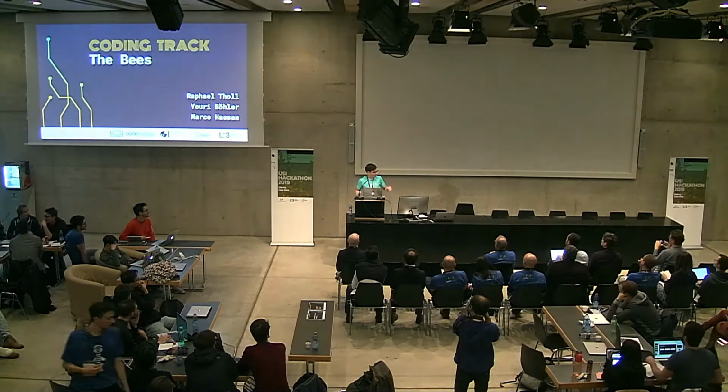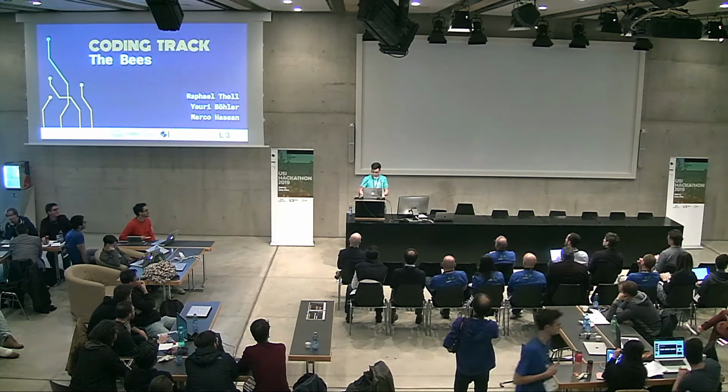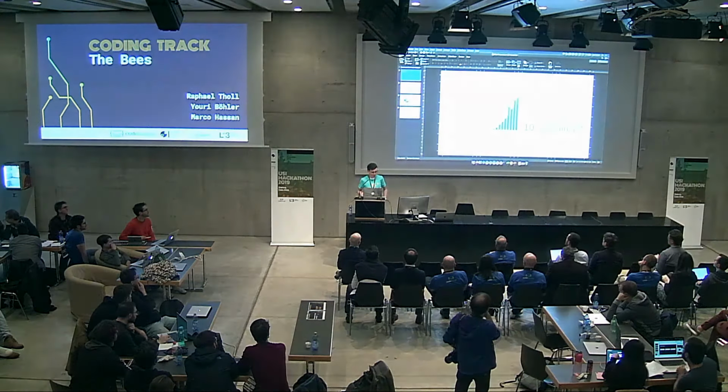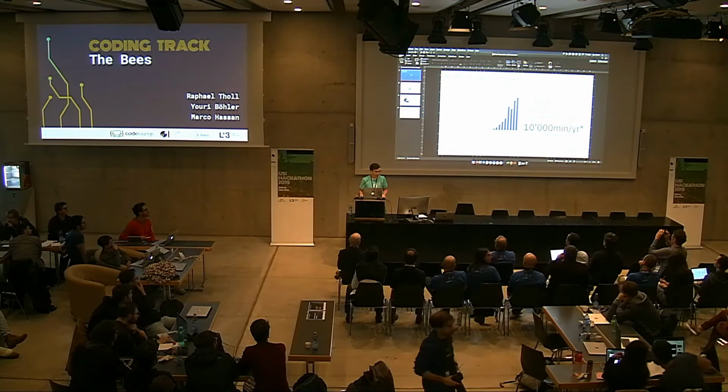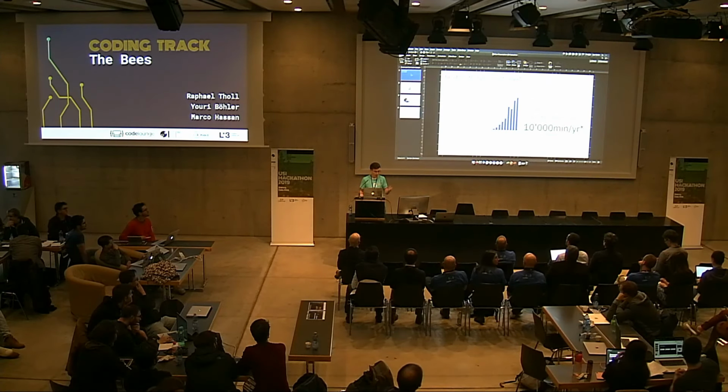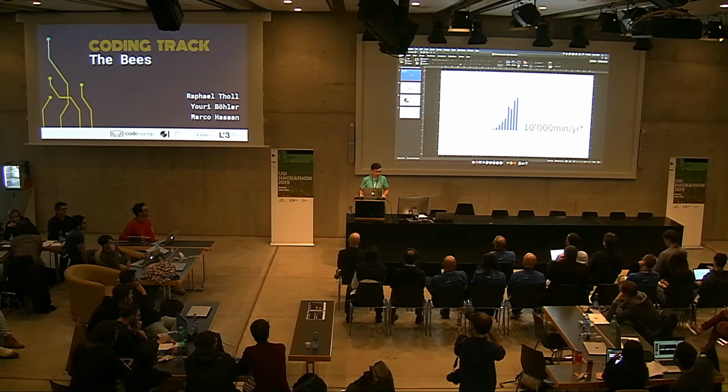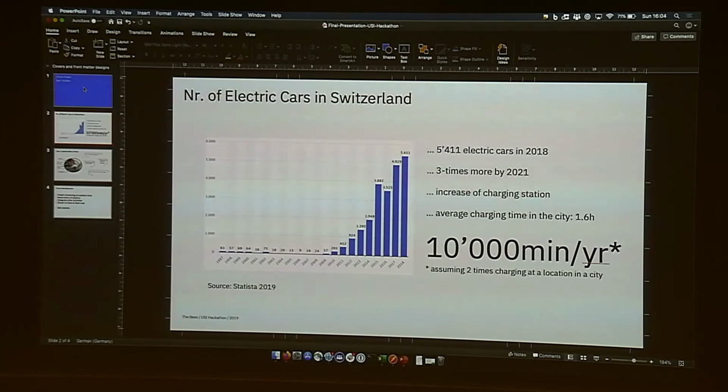Hello together, we are the Bees with Marco, Yuri, and myself. So, a bit of background information. In Switzerland, there are more than 5,000 electric cars, with a trend to go higher and higher. So there will be about 3 times that much in 2021. This also means there should be more stations to charge the cars. An average charge takes roughly 1.6 hours, because electric car drivers experience time differently. If they have 1 or 2 more minutes to charge, it doesn't matter to them. On average, that's 10,000 minutes a year that people wait while their car charges.